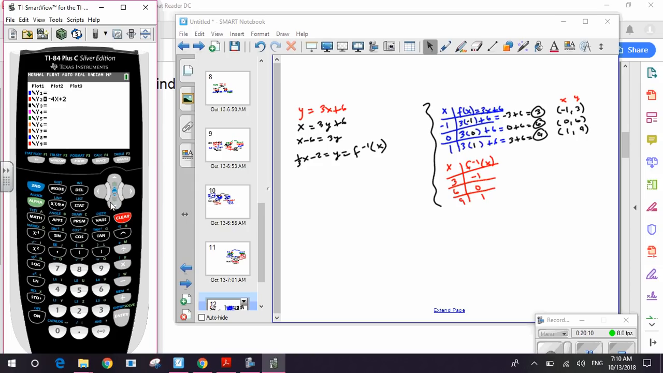So I already have an equation in here. So f of x was 3x plus 6. F inverse of x is 1/3 x minus 2. So the blue will be my original function, the red will be my inverse function. So let's graph them.